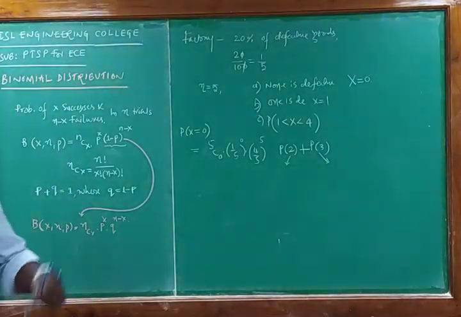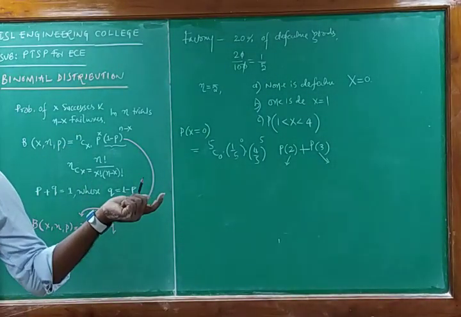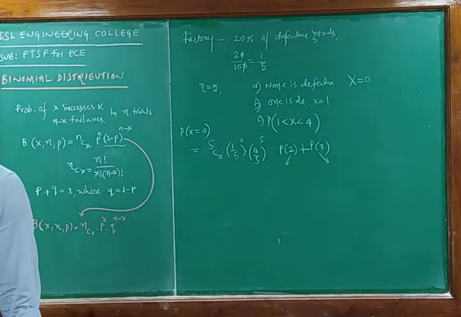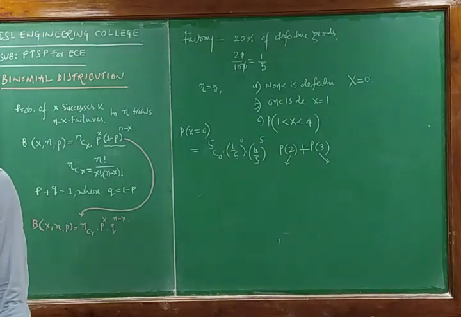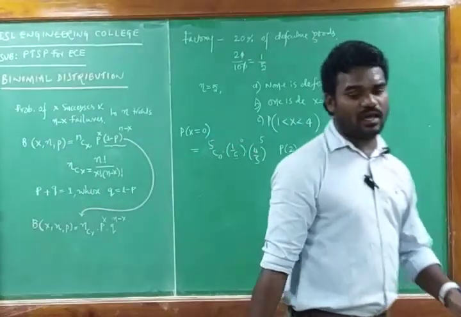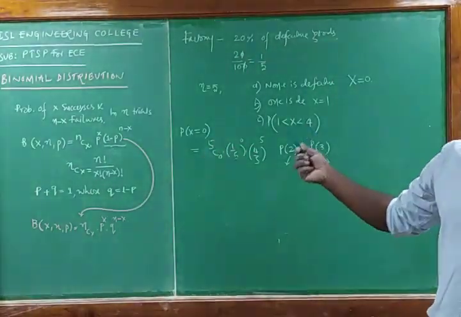Next one is 1 is defective, which means x is equal to 1. And next one is the probability of 1 less than x less than 4. That means it is the probability of 2 plus the probability of 3. By substituting the various values for x, you can easily solve this problem.